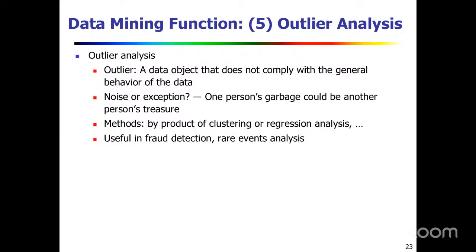What can we say an outlier is? A data object that does not comply with the general behavior of the data. A lot of related information is there, and the behavior is common for most of the data, 90%, 95%. The remaining 4% or 5% is completely different from the existing data. So we can say that is an outlier, a data object that does not comply with the general behavior of the data. We can also say noise or exception.